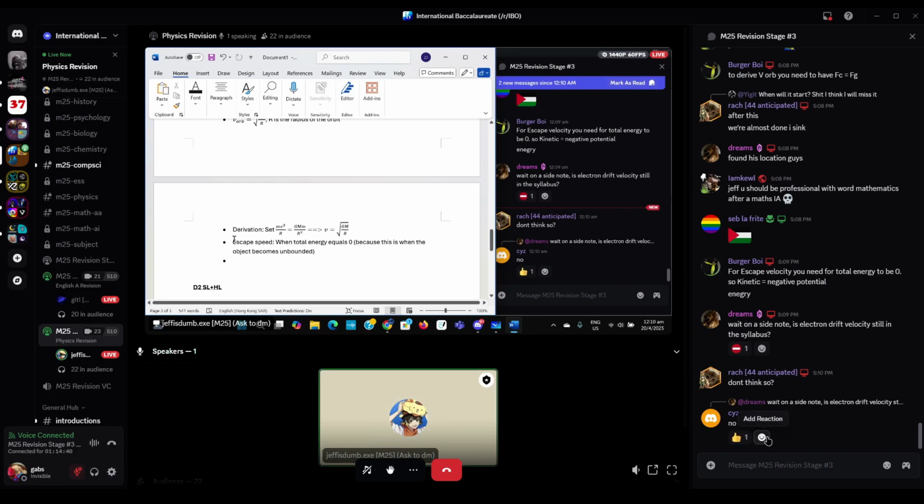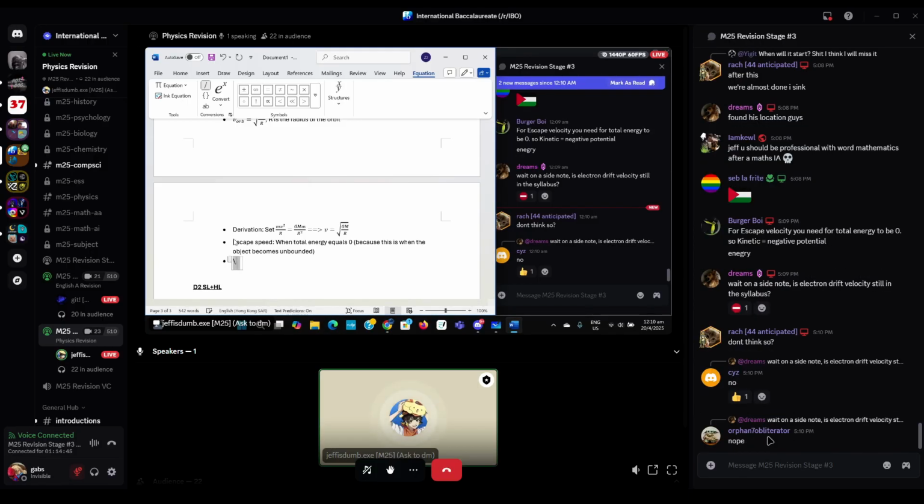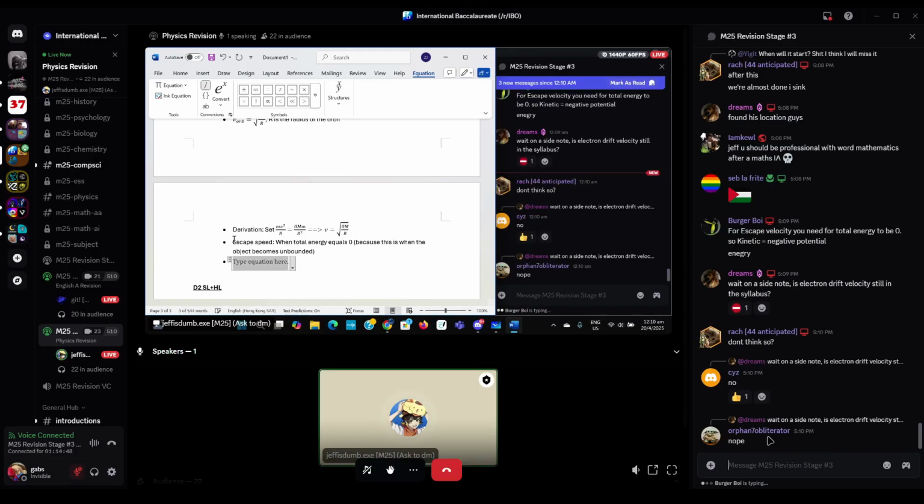So what happens is then the escape velocity is equal to square root of 2GM over r, and we get it by setting one half mv squared minus GMm over r equal to 0, then you get this result. So that's that.